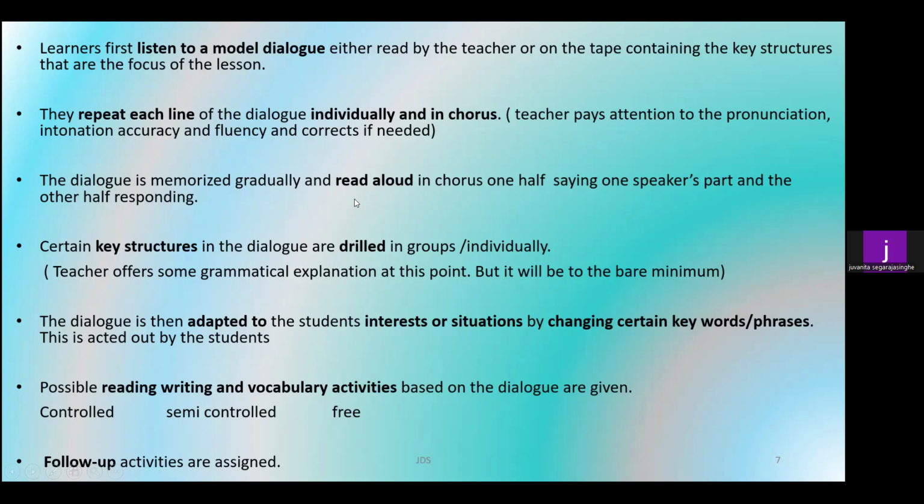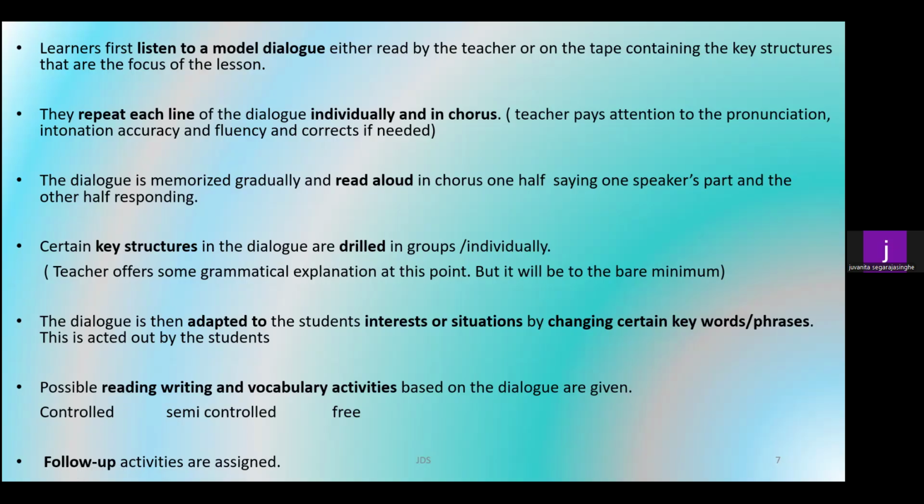Then the dialogue is put on the board. You display it on the board, or maybe you write it on the board. And what is happening afterwards? Reading aloud. All this time, the dialogue or maybe the drama or whatever it is, the input is not shown. It's not visible to the learners. Only the audio form is there.